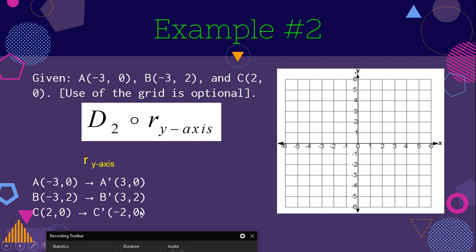Now we're going to build off our primes, so we're going to dilate these points by a scale factor of 2 and make the triangle twice its size. Because it doesn't state otherwise, the rule shows me that we're dilating with a center of dilation at the origin, so we're going to apply our multiplication rule. We're going to multiply 2 times 3 and 2 times 0. So A double prime is at 6, 0. We'll multiply for B double prime and C double prime. And again, without graphing, I don't know how I could have gotten there in one step.